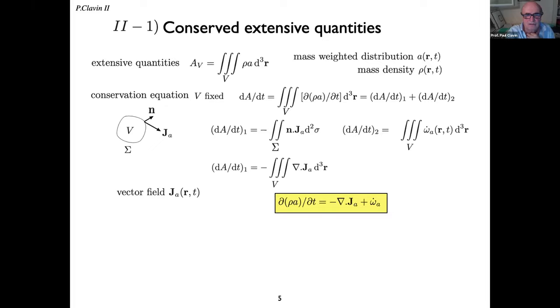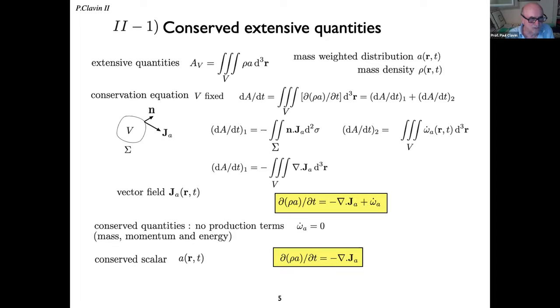Putting together these two things, and because this is going to work for any volume, you have the conservation equation of the quantity A in local form: the partial derivative of rho A with respect to time is equal to minus the divergence of the flux plus the production rate. This is a general form for the local form of conservation of any extensive quantity.